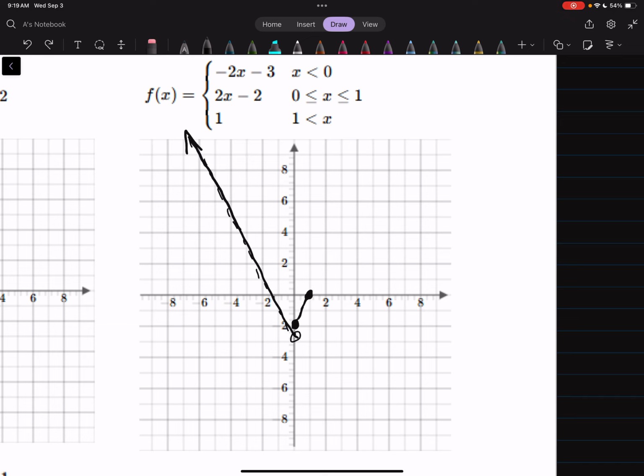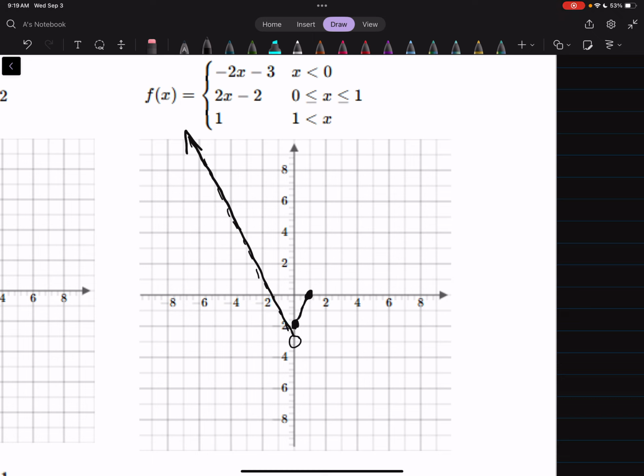Let me try that again. Small eraser. I'm just cleaning up that graph at this point. There we go.